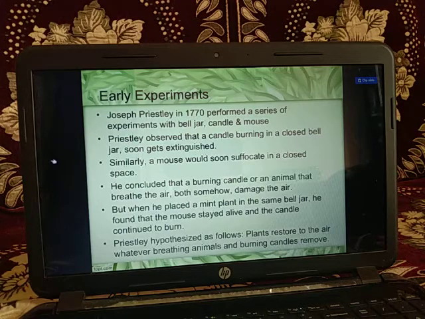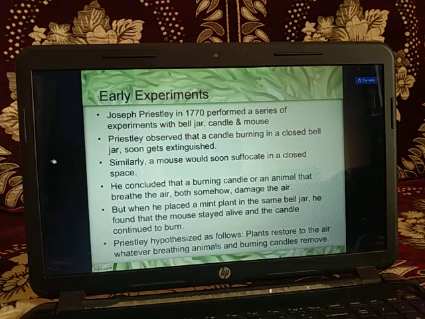Now the next experiment or theory was by Lavoisier. According to Lavoisier, the phlogiston is carbon dioxide and the dephlogiston is oxygen.